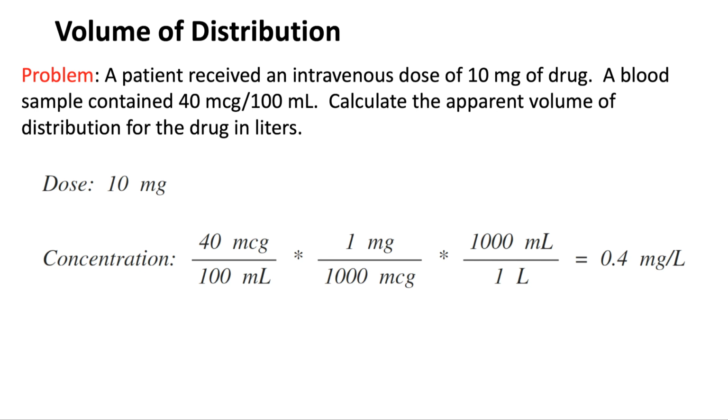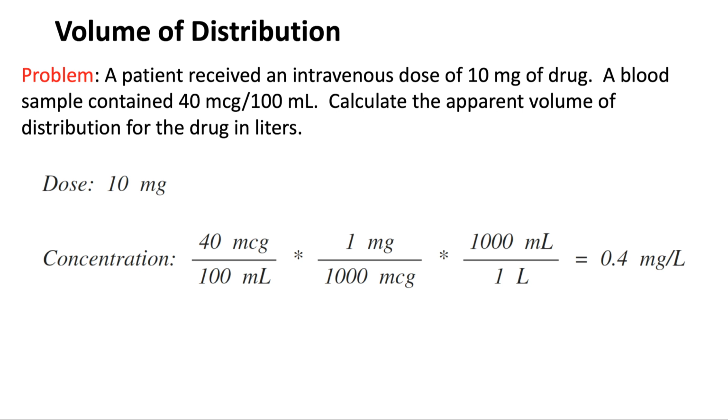Then I'll multiply by the fact that there's 1,000 milliliters in 1 liter. That way my units of milliliter cancel, and my final remaining units would be in milligrams per liter. So if we do that math, going across, you can see the thousands cancel, and if we divide it out, 0.4 is our numeric answer, and our units are in milligrams per liter. So I haven't done anything but simply alter the units of my concentration from micrograms per 100 milliliters to milligrams per liter. And so the equivalent number is 0.4.